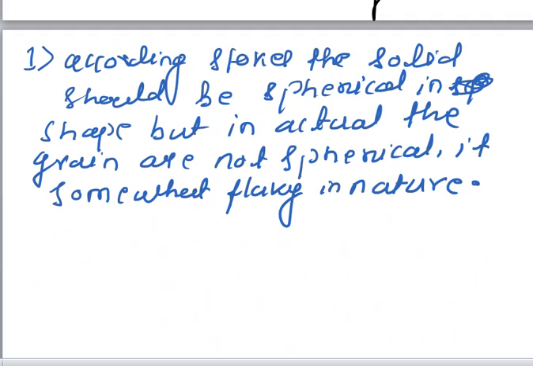This concept will come under the aggregate sections. When we discuss aggregates, in building materials, or in highway engineering also, you will come across these terms, flaky and elongated. So let's move towards the second assumption.